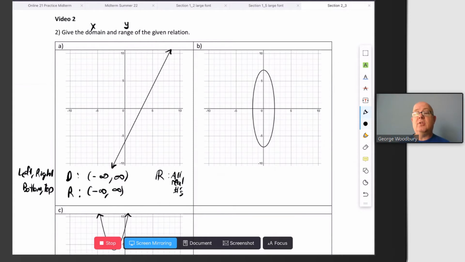And if you have a line that's not horizontal or vertical, then the domain and range of that equation or that function, we'll see in the next section, is going to be the set of all real numbers in both cases.